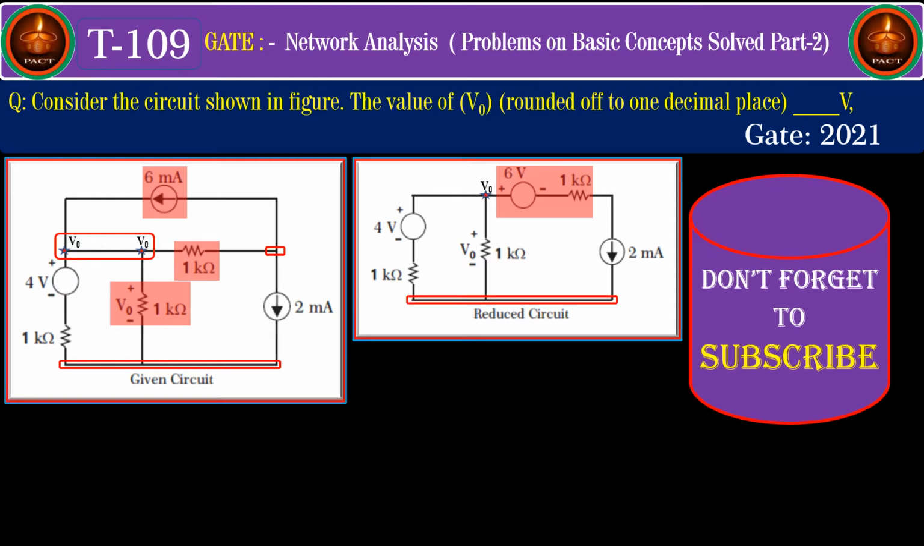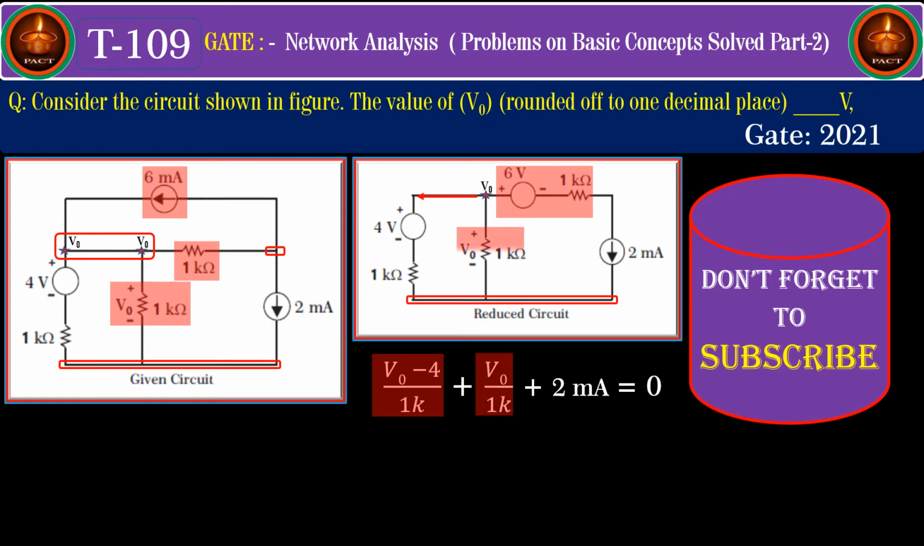Now, you find that the reduced network turns out to be a 2-junction node network. This is one junction and this is the reference. So, if we write the nodal equation, we get the answer for phi naught. By writing the nodal equation for phi naught, we get (phi naught minus 4) divided by 1K plus phi naught divided by 1K plus 2 milliampere is equal to 0.